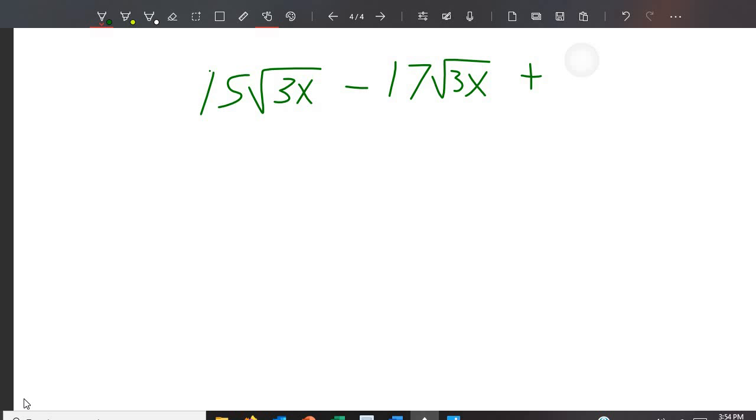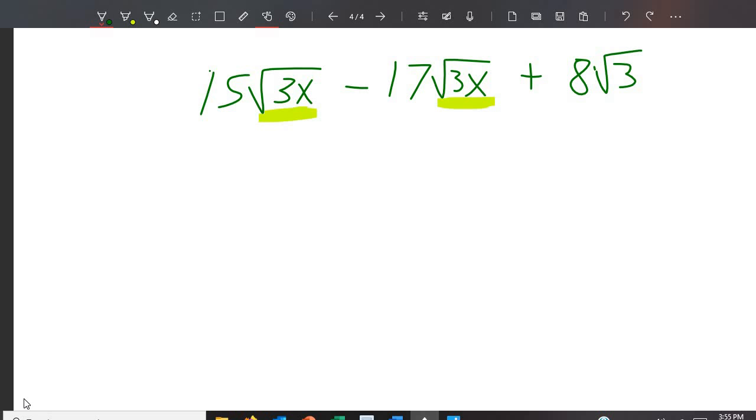Alright, let's say I had square root of 3x minus 17 square root of 3x plus 8 square root of 3. Now, I want to check to see if they're like terms. This is a square root of 3x. This is a square root of 3x. These two are like terms because they both have a 3 and an x. The third one is not like because it doesn't have the x underneath.